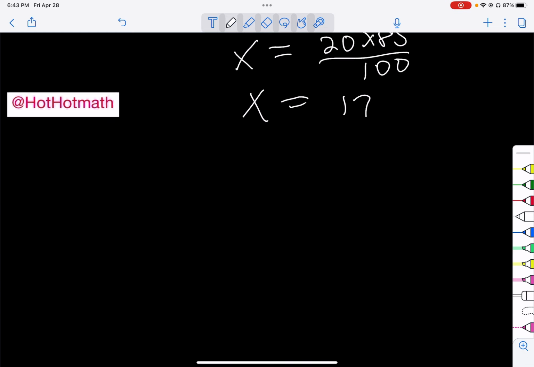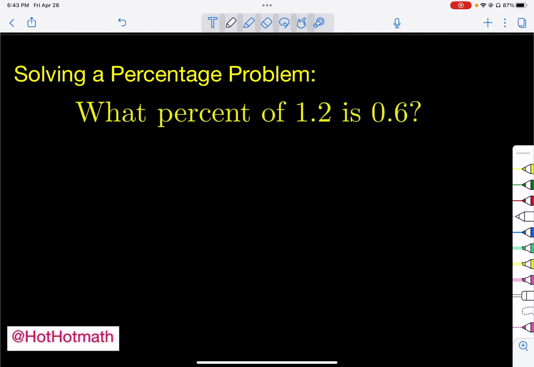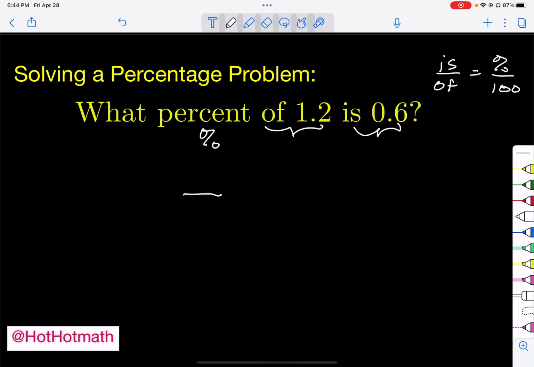Now let's try another one. And this one is what percent of 1.2 is 0.6? So again, let me write down is over of equals percent over 100. So we are missing the percent. Here's the of, here's the is. Let's put them in the right location. So of goes in the bottom on the left, is goes on the top of the left. We're missing the percent, so anything you're missing, put the x, and then over 100.